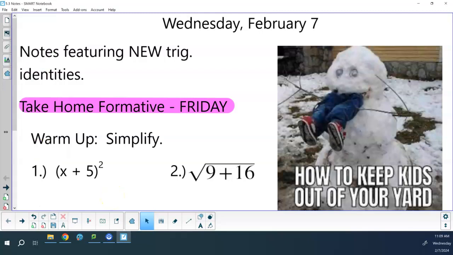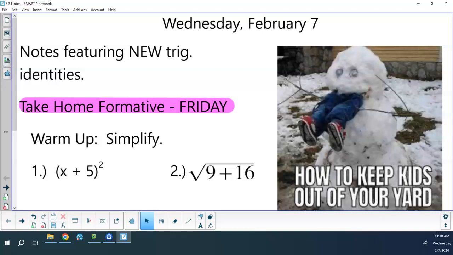So here we go today. So today we're going to do 5.3. We're going to add in the sum and difference identities for sine, cosine, and tangent. Tomorrow will be half angles and double angles. And then Friday we're going to start the law of sines, and you'll also get a take-home formative on Friday.